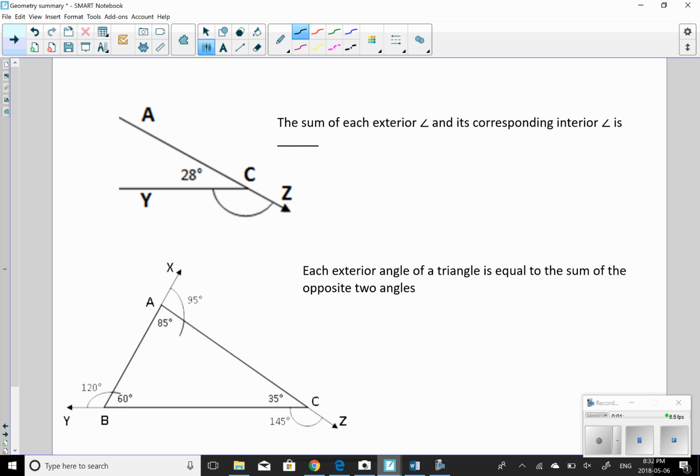Another rule is that the interior plus the exterior, well, they're on a straight line. Kind of, I think, put a protractor from start to finish, that's 180. That means that this angle and that angle, so the exterior and the interior, will always add up to 180. Meaning that this has to be 152 degrees.